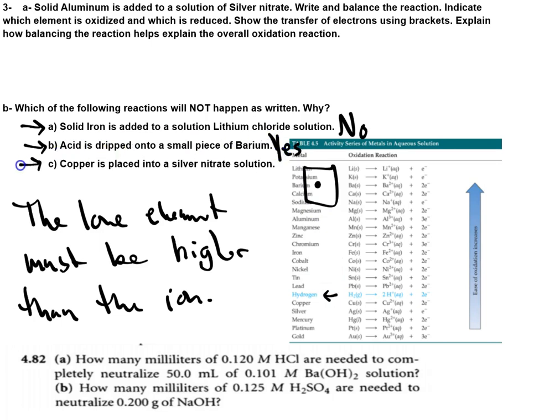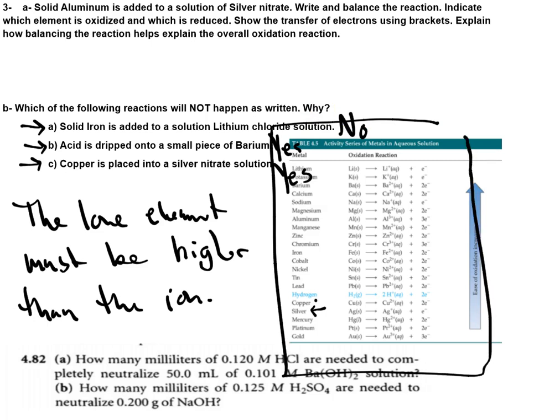Letter C. Copper is placed into a silver nitrate solution. Will this happen? So copper is here. My ion is here. They're close, but copper is higher than silver, correct? So the reaction will happen as written. Are you okay with that? You will be given this exact activity series on your exam. The exact same one on this sheet. Okay.